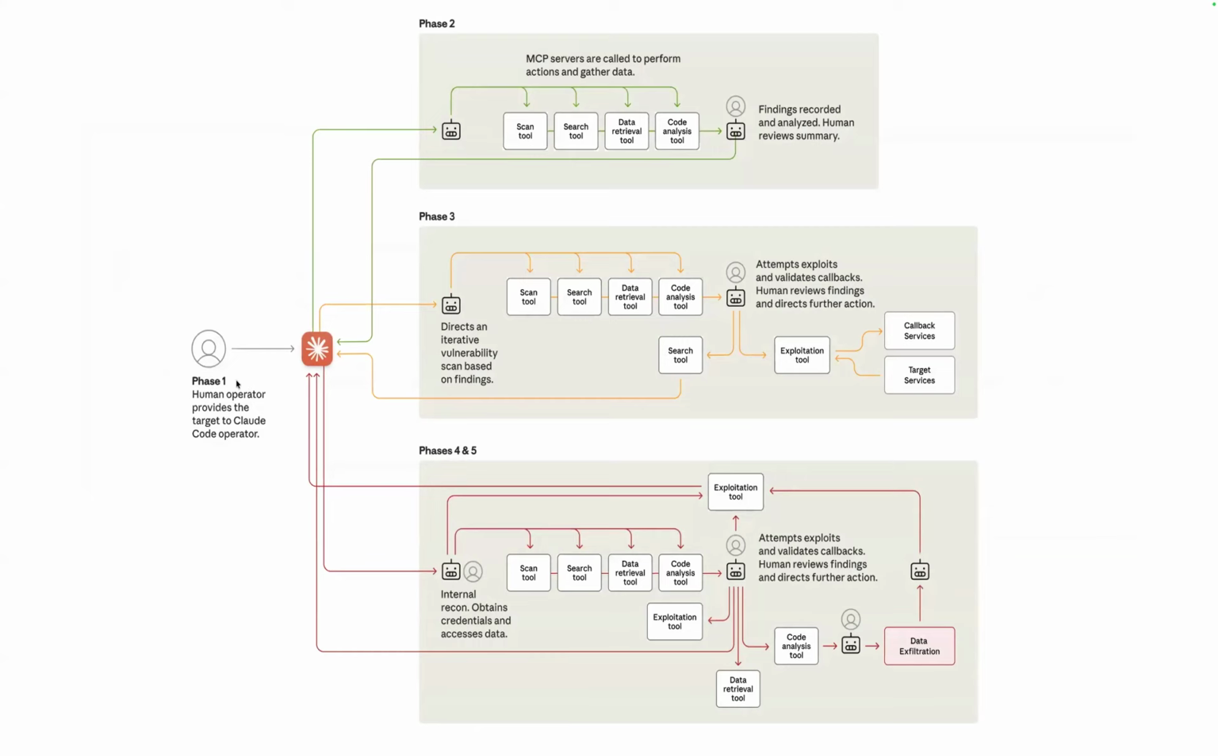But basically, human operators said, here's your target, go get him. And it would call a bunch of MCP servers that had very discrete tasks. Here's a scanning tool and a searching tool and a data retrieval tool and a code analysis tool, which individually seemed okay, but in the aggregate, they're very dangerous. And then that would report back, here's what I found. And then it would say, okay, go ahead and initiate phase 3 and try exploits and try exfiltrating information, and on to 4 and 5.